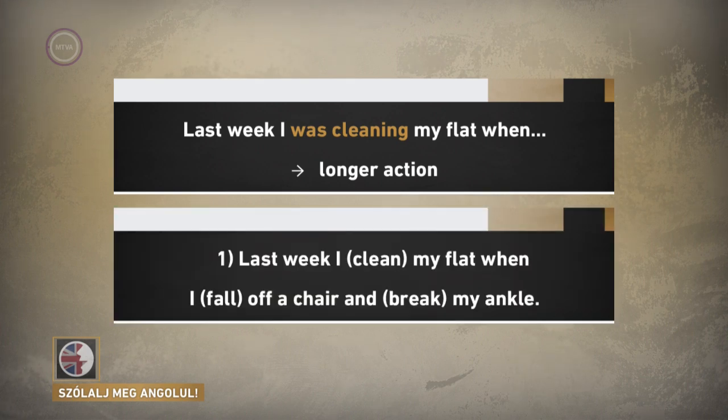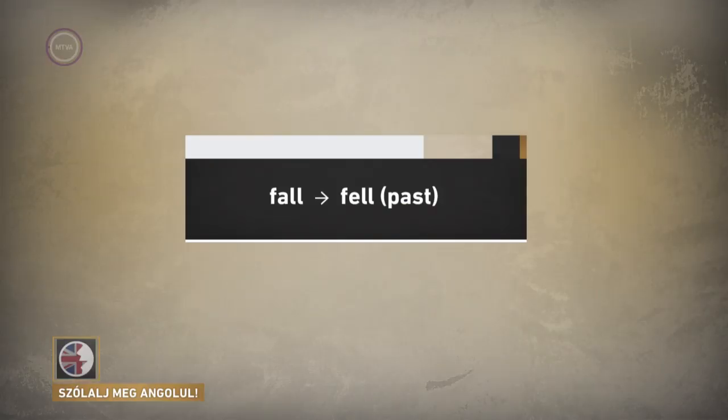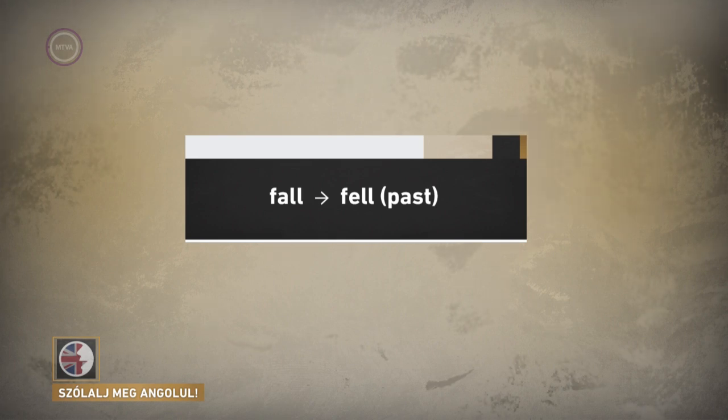Okay. What about the next one? Well, it's the past simple, isn't it? This action interrupted the longer action. I started cleaning my flat, and while I was cleaning my flat, something happened. Something quick, which interrupted the cleaning. I fell off a chair. Remember that the verb to fall is irregular. Fall becomes fell in the past simple.